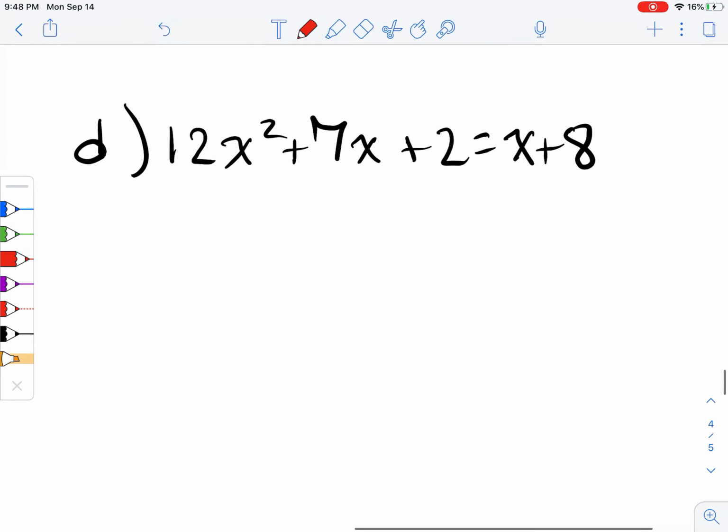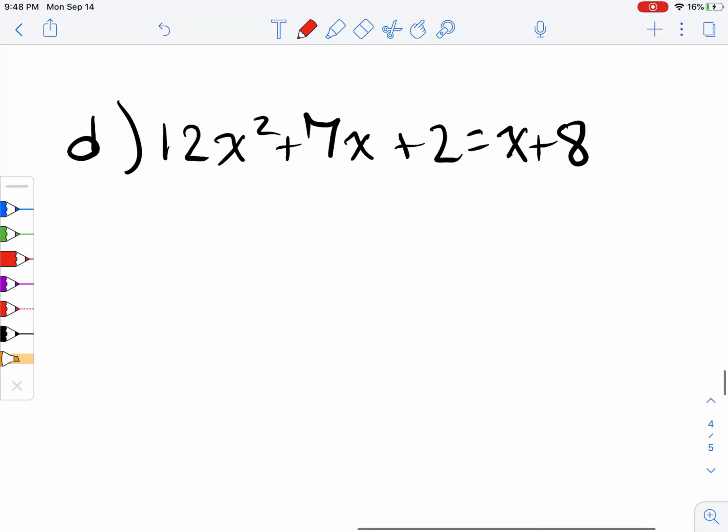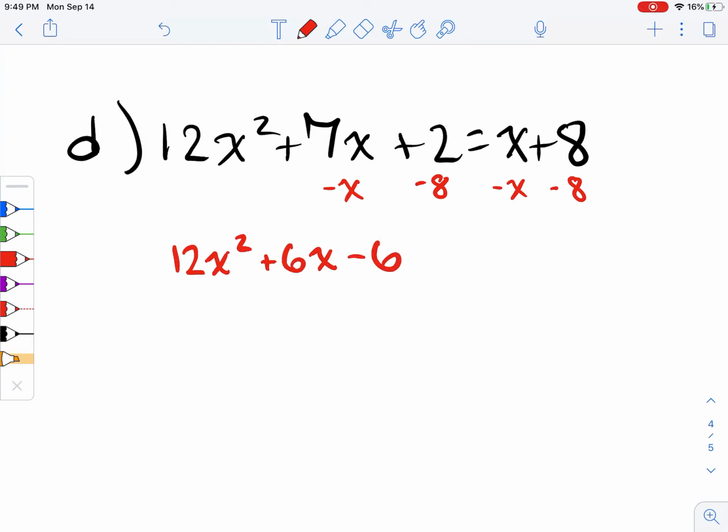Finally, part D. So part D, we're not in standard form, so we can't jump to factoring and putting this in intercept form. So before you ever solve for 0, or before you ever factor, you need to make sure that you are fully in standard form, which means that you have all of your x's and all of your numbers on one side, and then you have a 0 or a y on your other side. So to start, I'm going to subtract x from both sides, and I'm going to subtract 8 from both sides. I'm going to do this in one step. So then I have 12x squared plus 6x minus 6 equals 0.